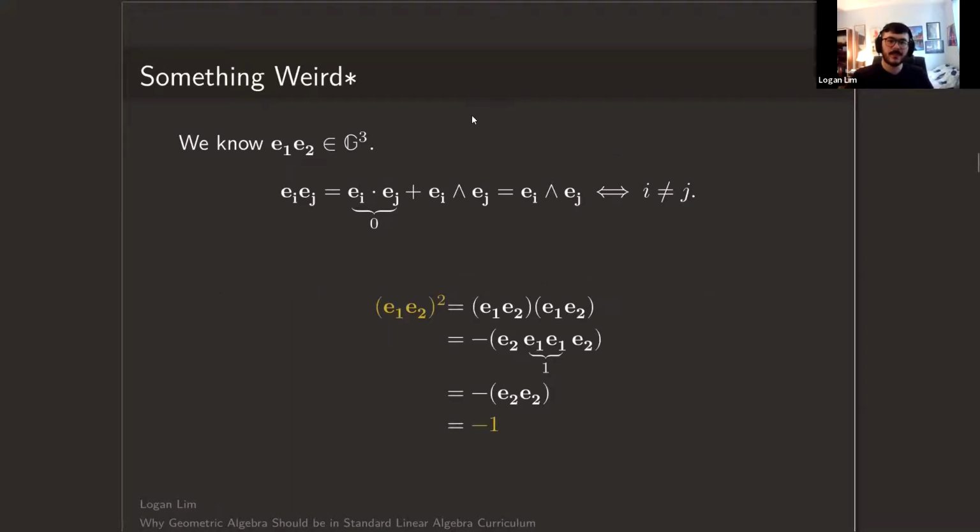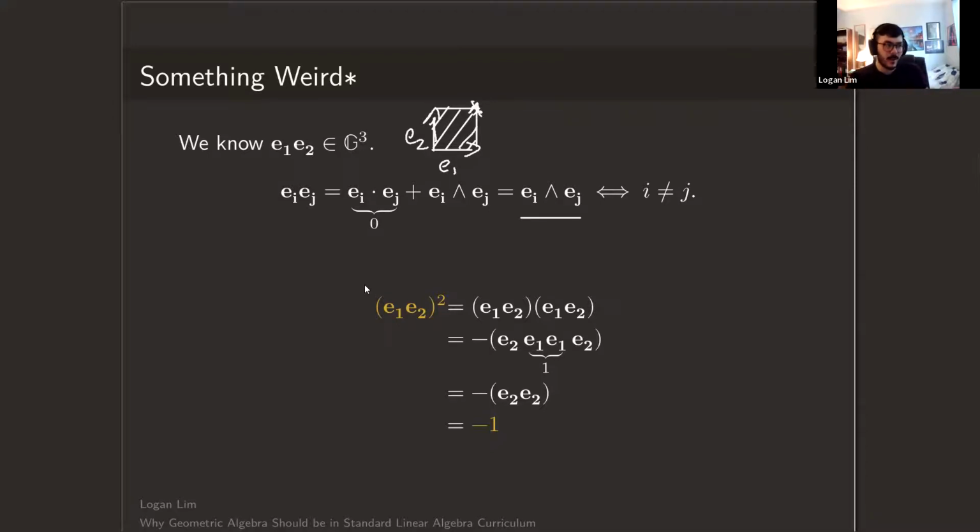So here's something weird. This is a bivector, right? e1 and e2. Let's just say this is e1, this is e2, they're the same length, orthonormal basis. So this bivector is like a representation of this oriented area, right? And the inner product is 0 since they're orthogonal, so this just becomes the wedge product. And what happens when we try to square this?